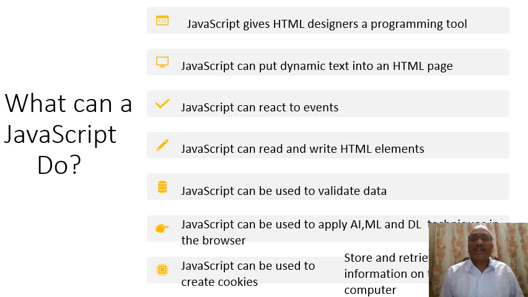JavaScript can react to events occurring on web pages through user interactivity, and it can read as well as write HTML pages in real time. The main purpose of JavaScript is to validate the data entered by users on web pages before processing that data. Nowadays, we use JavaScript to apply artificial intelligence, machine learning, and deep learning techniques in the browser to realize data analysis in an appropriate way. JavaScript can also be used to create cookies, which help us store and retrieve information related to web users.